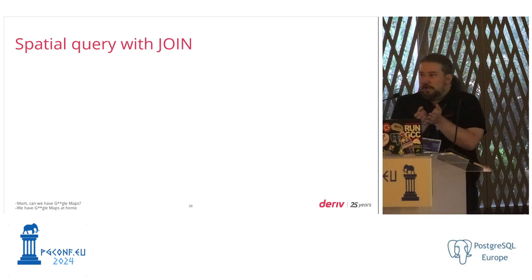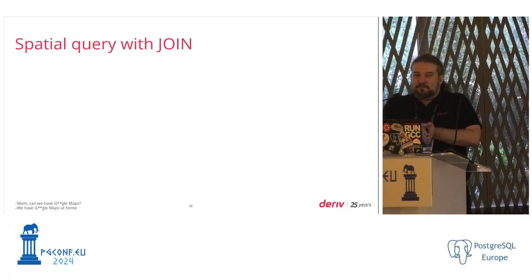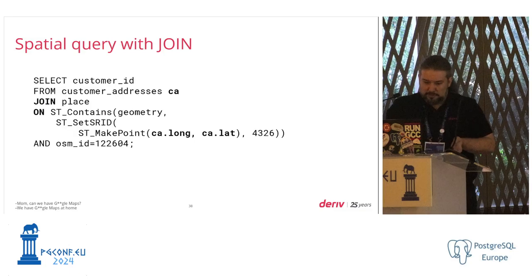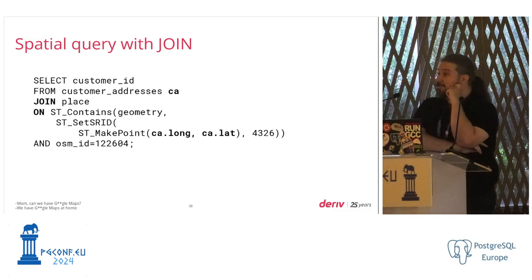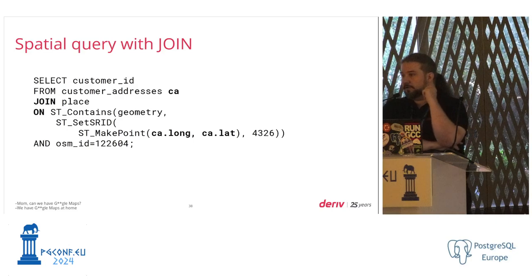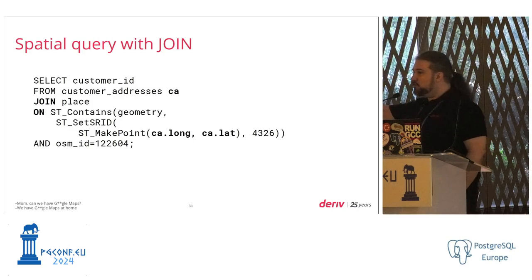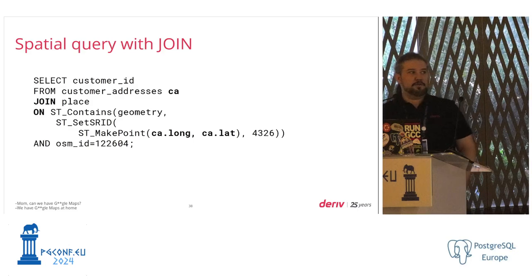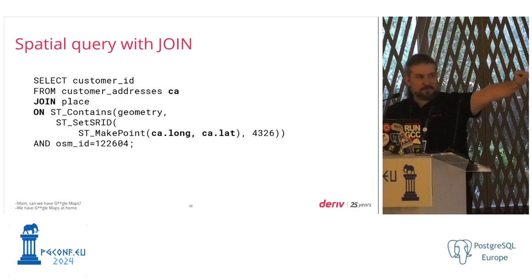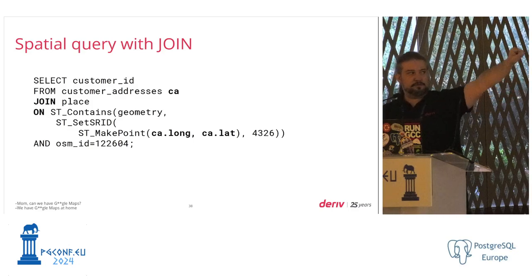Now let's see joins. How do joins help me? Which is more interesting for the database inclined among us. So you can select customer ID, let's say, from customer addresses, and I'll use the alias CA for customer addresses, and I can join it with my geodata that I have inside PostGIS. And so OSM ID 122604, which is Chicago, I will join CA longitude and latitude that I have stored in my customer addresses. I will join it with place to see if this address is inside Chicago.